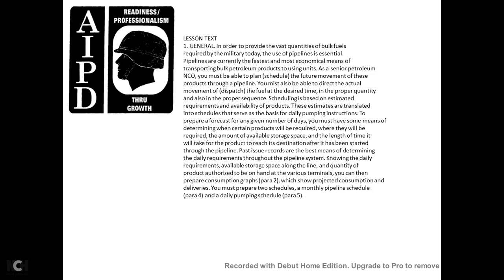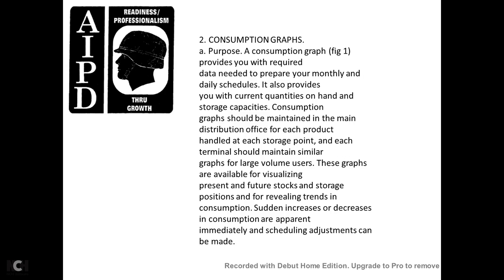Paragraph 2, which shows the projected consumption and deliveries. You must prepare two schedules: the monthly pipeline schedule, paragraph 4, and the daily pumping schedule, paragraph 5. Two, the consumption graph.